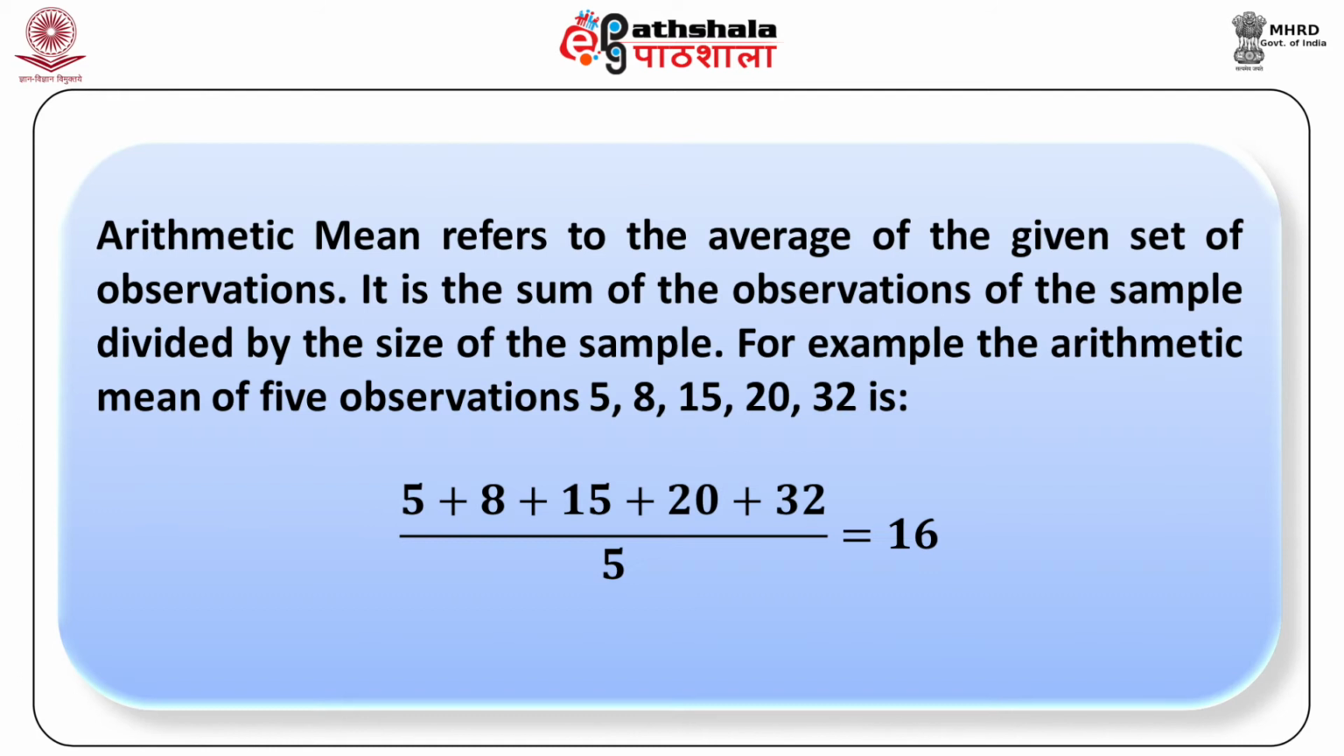Arithmetic mean refers to the average of the given set of observations. It is the sum of the observations of the sample divided by the size of the sample. For instance, the arithmetic mean of 5 observations, 5, 8, 15, 20 and 32 is given by summing these observations divided by the sample size, which is 5. So we have 5 plus 8 plus 15 plus 20 plus 32 divided by 5, which gives an arithmetic mean of 16.